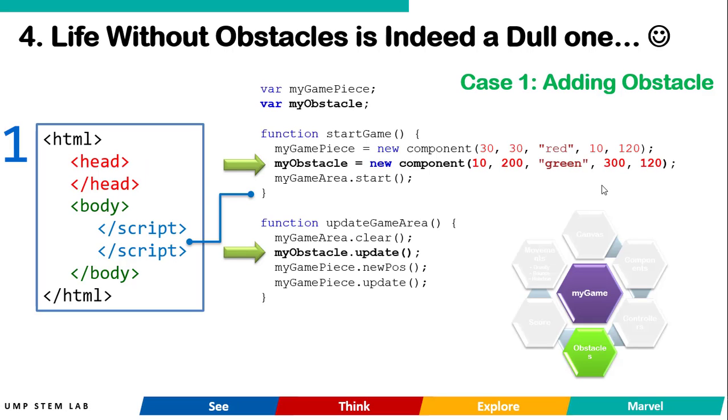Next is to design the obstacles. In this game, obstacles are sets of green rectangles. To do this, we add a new component in the gaming area. Make it green, 10 pixels wide and 200 pixels high, and place it at 300 pixels to the right and 120 pixels down. Also, update the obstacle component in every frame.